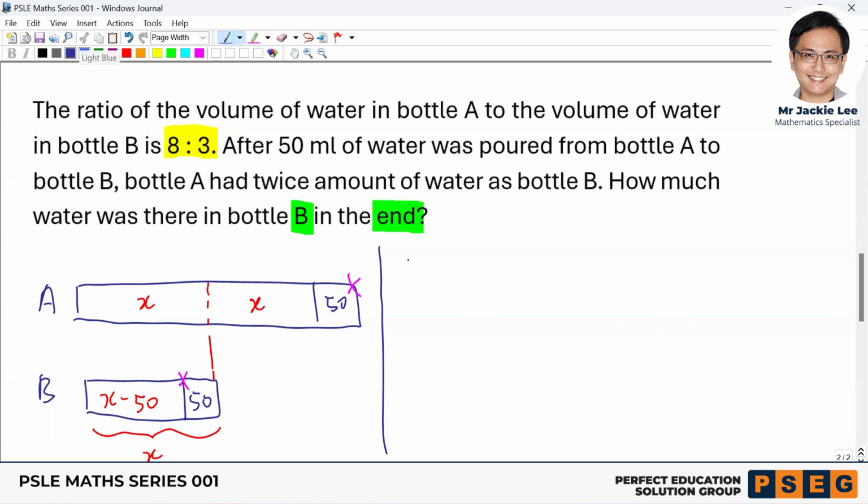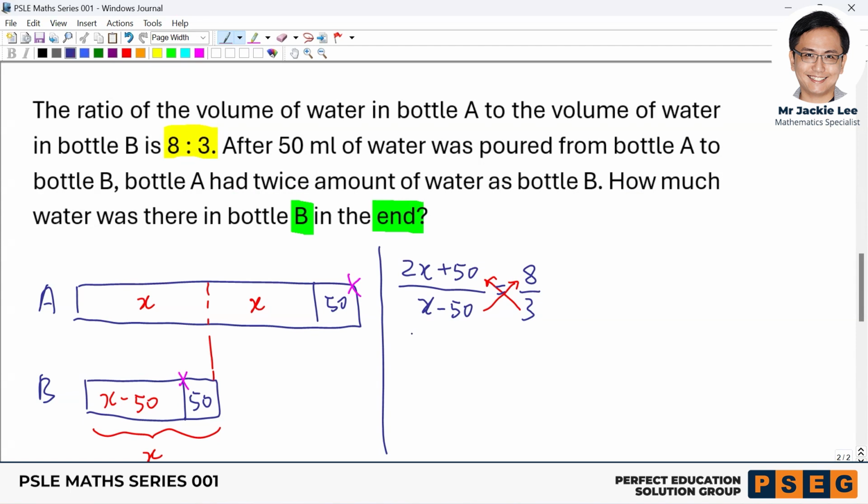So we base on this to form the equation. The starting term for A should be 2x plus 50, added together, divided by the starting term for B, which should be only x minus 50. And this is going to be in the ratio of 8 to 3. So we write this in fraction form. So far, so good. Now to solve this, we are going to cross multiply. So this multiplies this, and this multiplies this.